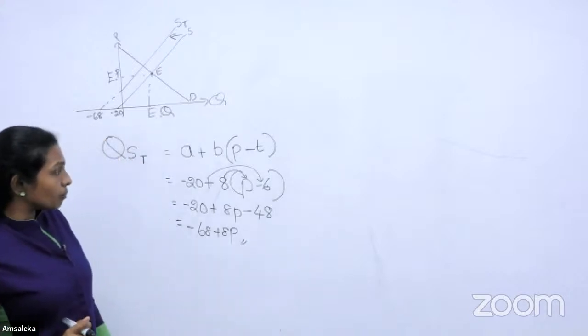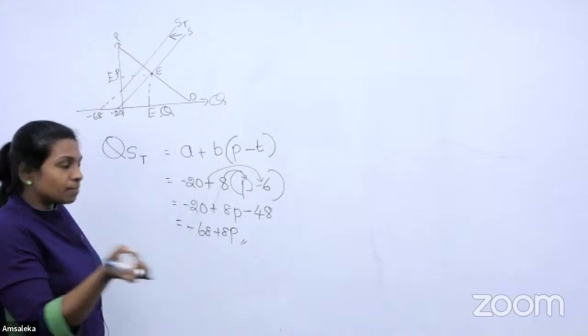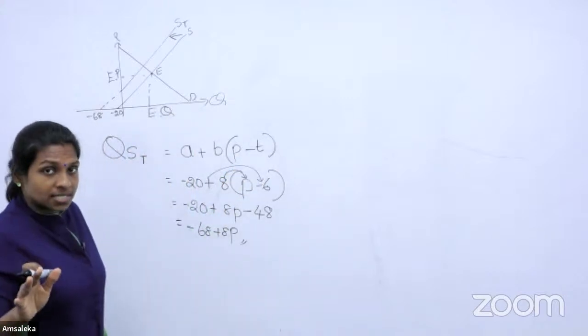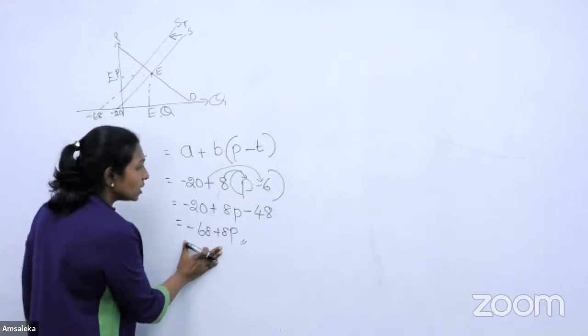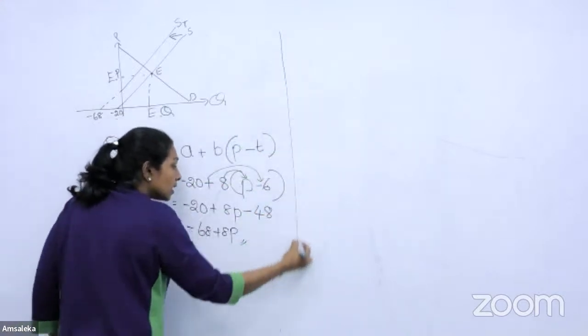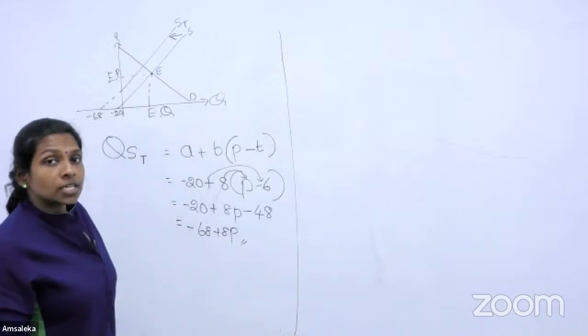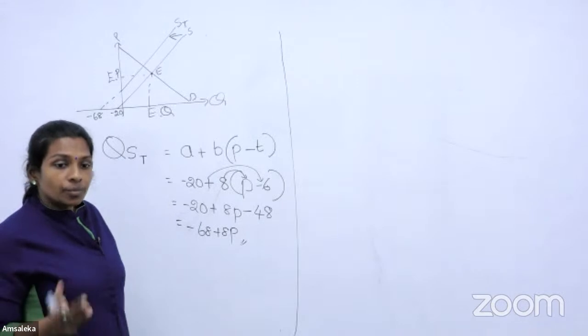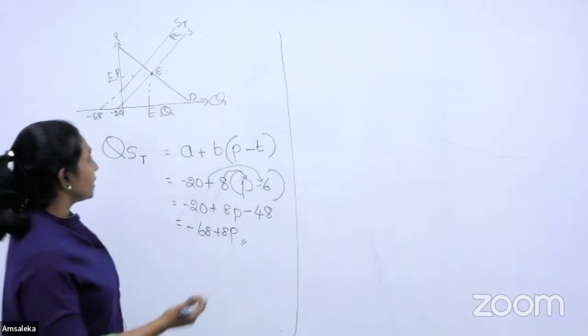So this is the new formula. What is the additional matter I added here? Minus T. Subsidy plus. That's all. Now we found this. Now, what is our working? We want to find out the new equilibrium price and equilibrium quantity, right?